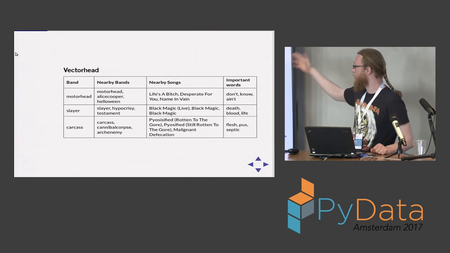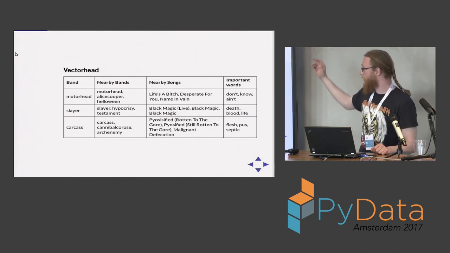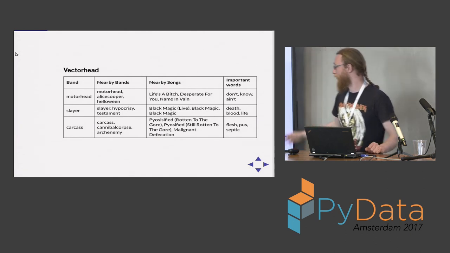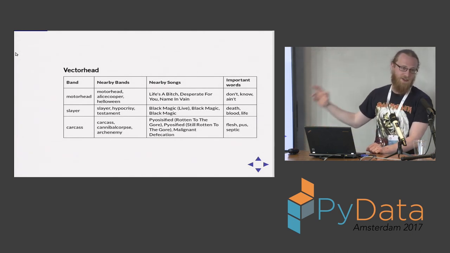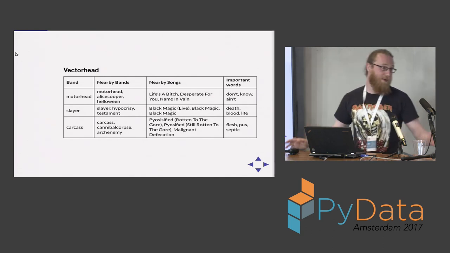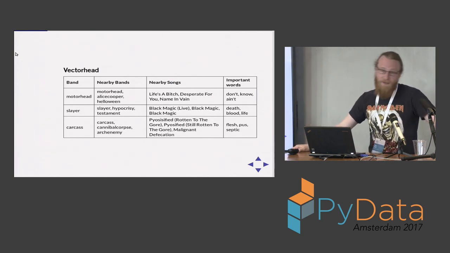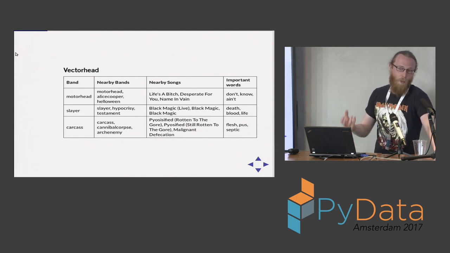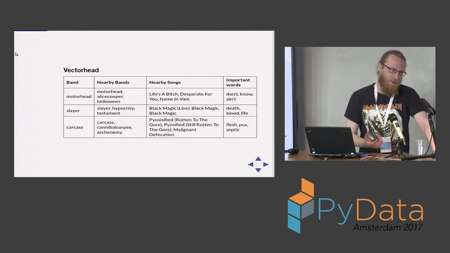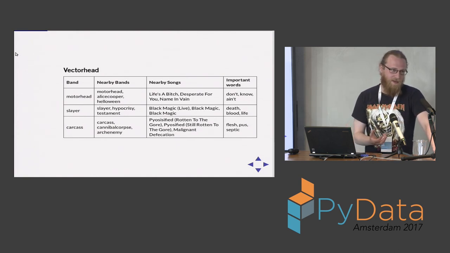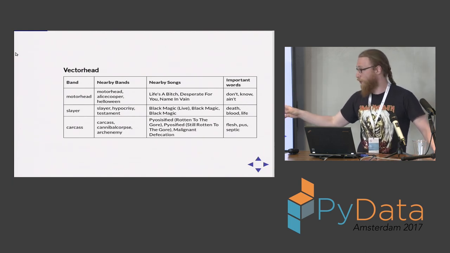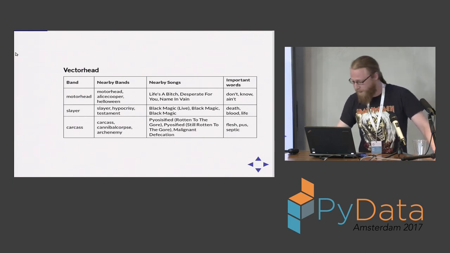So again, we see Don't Know Ain't, Slayer, Death, Blood, Life, unsurprising, and Carcass, Flesh, Pus, Septic, which if you know the bands, makes perfect sense, which is nice because we haven't encoded any information about what these bands sing about or what metal it is. So simply by counting words and taking some frequencies, the computer has completely inferred what's going on and what makes these bands who they are and what style they have.